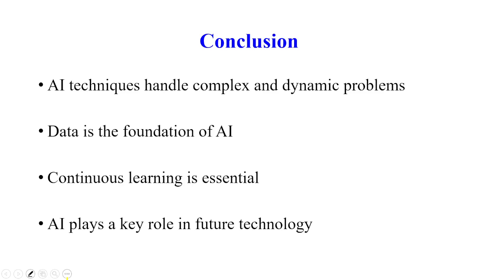Next one is continuous learning. So AI is not a one-time effort, it has to keep on churning because the data is dynamic. So AI systems must continuously learn, adapt and update themselves. So AI plays a key role in future technology. So it's going to be the heart.